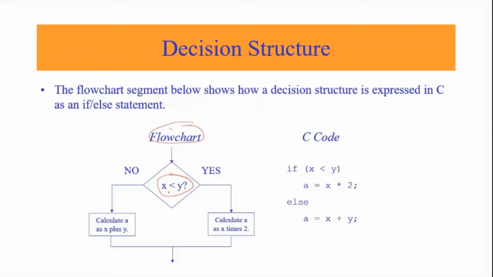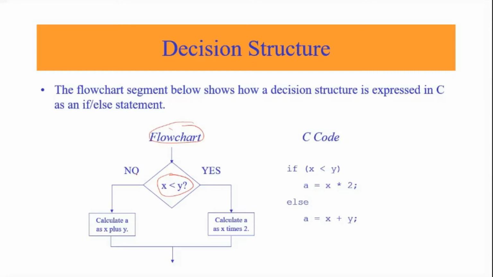So if x is less than y, then it is yes. If x is less than y, then we calculate a as x times 2, that is 2 times x. So that is the flowchart, and the C code for this particular condition is: if x is less than y, that is the condition here, then a is x star 2, that is 2 times x. X star 2 means x times 2. X is multiplied with the 2.